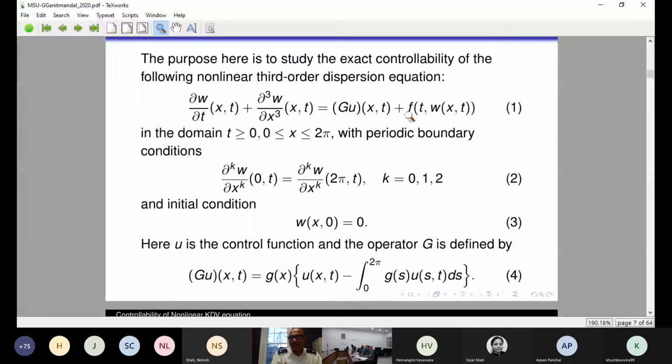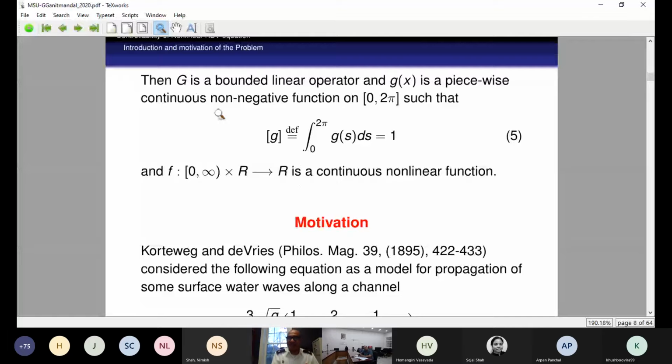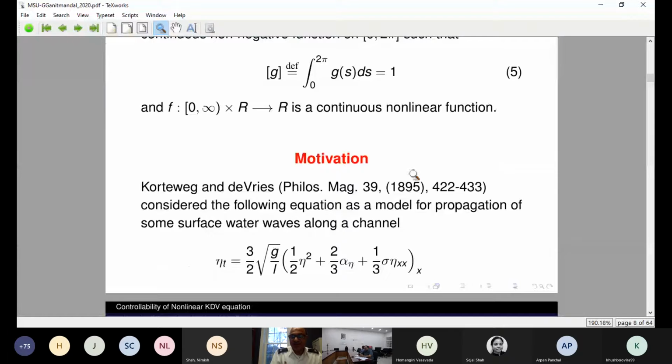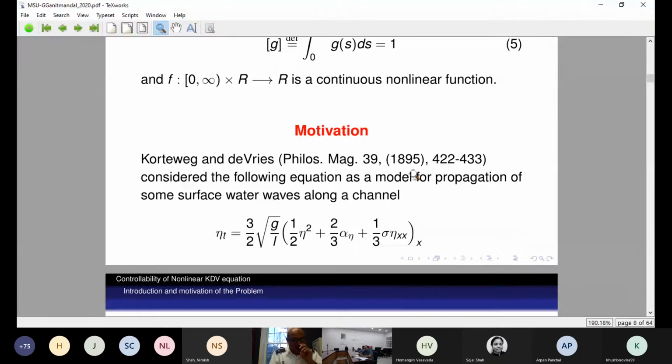This is a nonlinear term because most real life problems are nonlinear in nature. The domain is t greater than or equal to 0, 0 less than or equal to x less than or equal to 2 pi, with periodic boundary conditions and the initial condition. As I told you, operator G is defined in this form. This function G is the boundary linear operator, and G is a piecewise continuous non-negative function. The integral part of G is defined like this, and my nonlinear operator is continuous in the domain.